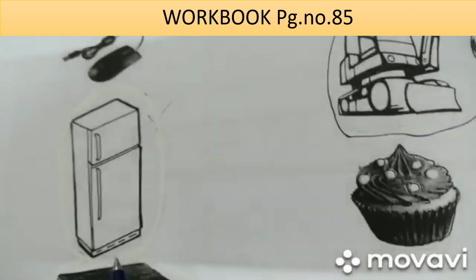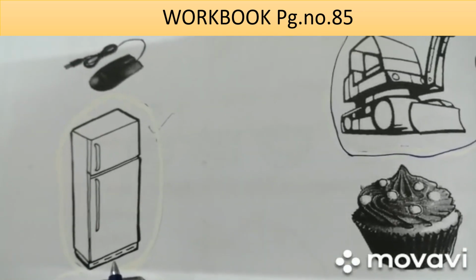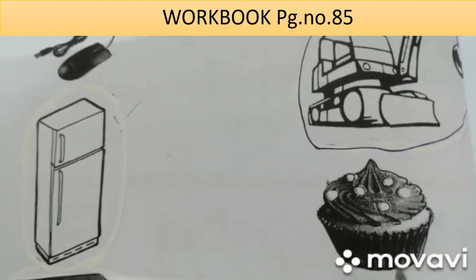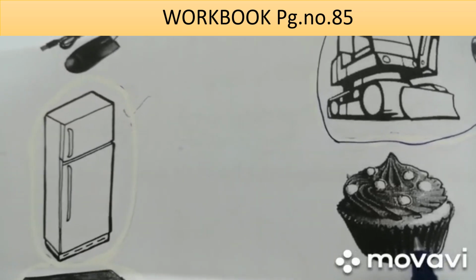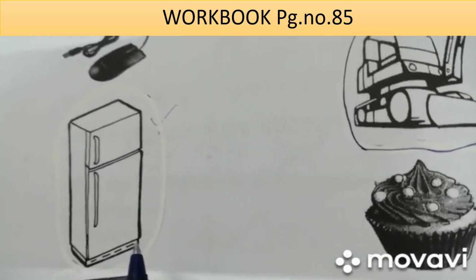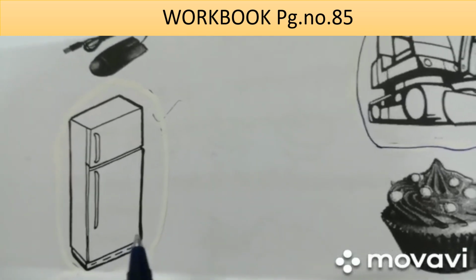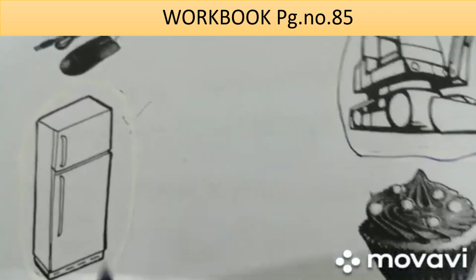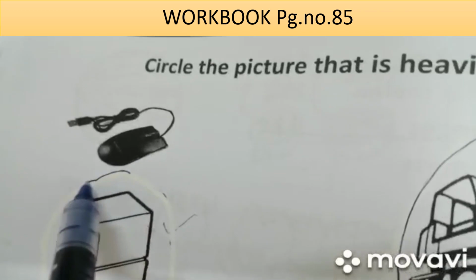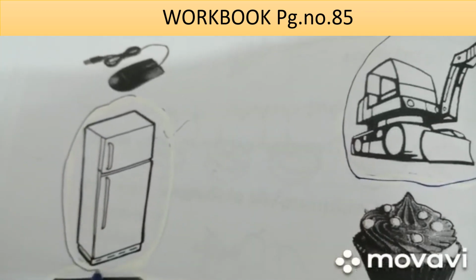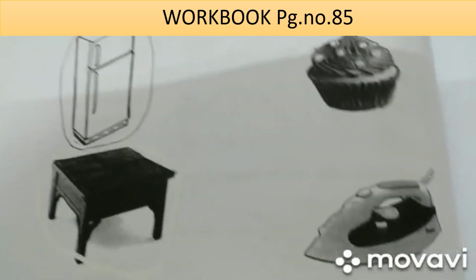Let's do another one. See, what is this? Yeah, this is a refrigerator which you are using for your kitchen. Okay, and what is this? This is a cupcake. Can you guess which one is heavier? Is the cupcake heavier or the refrigerator? Correct. Your answer is correct. Refrigerator is heavier than cupcake, isn't it? So we will circle the refrigerator. See, you all will circle the refrigerator. Okay, now let's do another part.